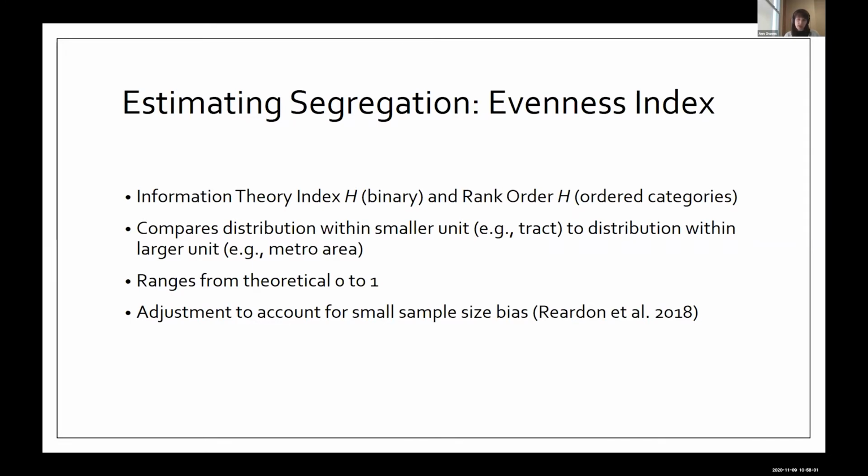I use the binary information theory index, and then for segregation among ordered categories, the index can be expanded to account for those values of kind of rank order. I won't go into the details of estimating it, but you can conceptually think about this measure as ranging from a theoretical 0 to 1. So 0 means total integration. Every neighborhood's composition of housing units or income looks exactly like the metro. And then 1 would mean sort of total segregation. There's sort of no heterogeneity within tracts. There's like 100% of one type of household or one type of housing unit in each tract.